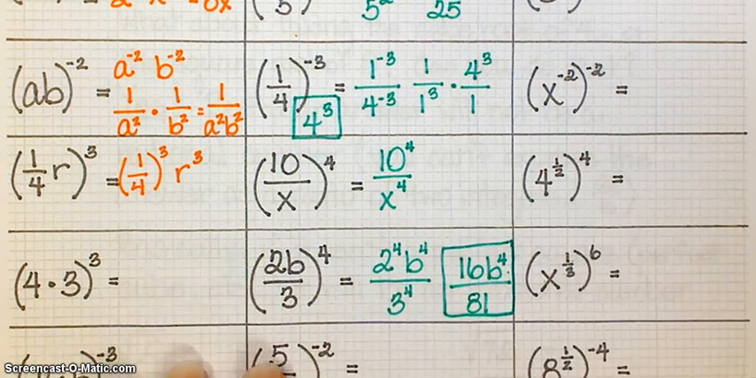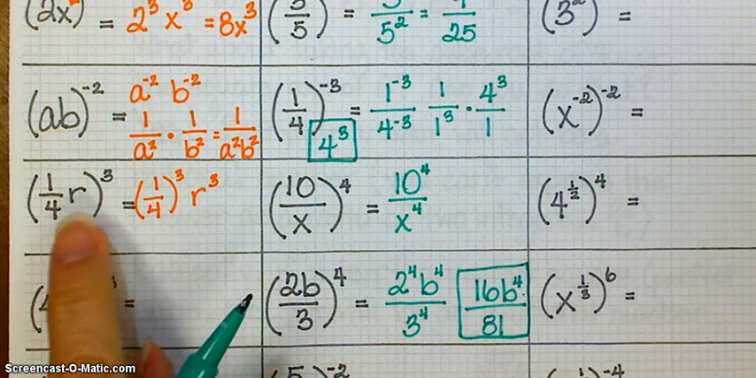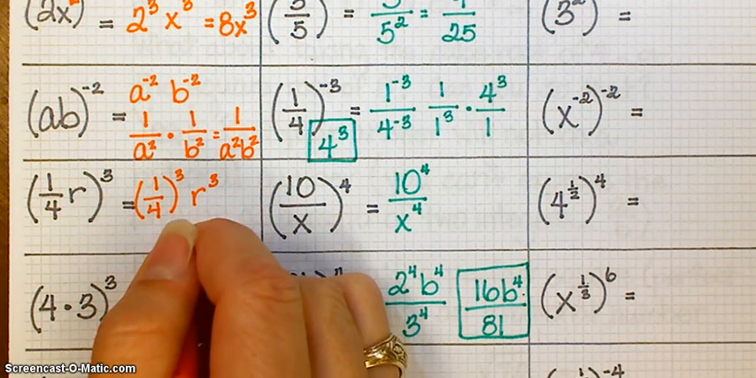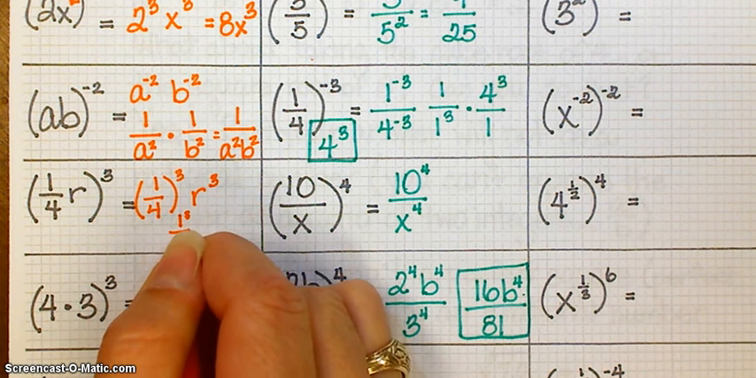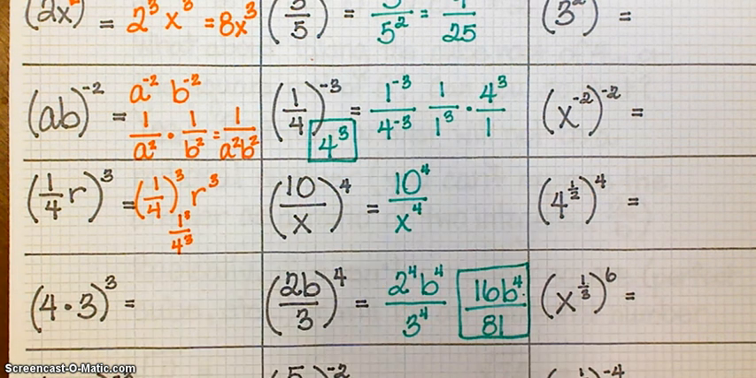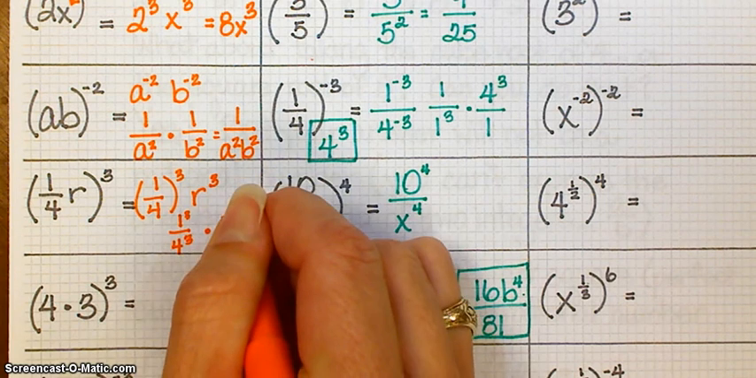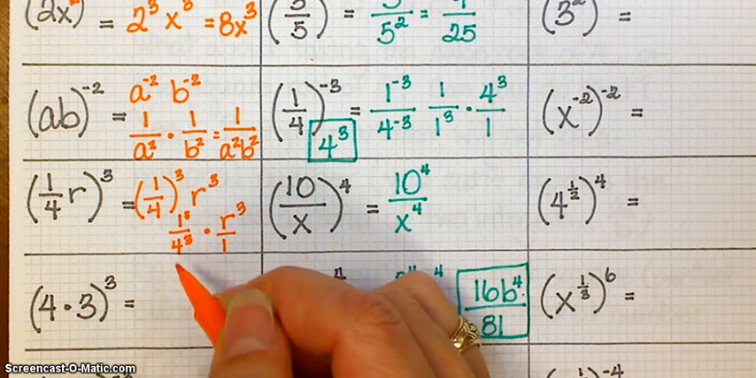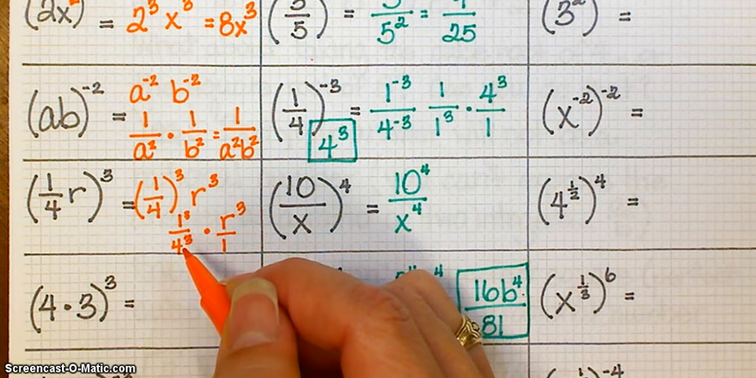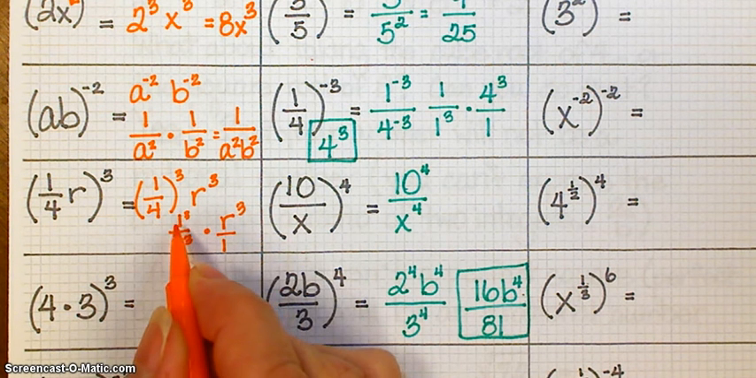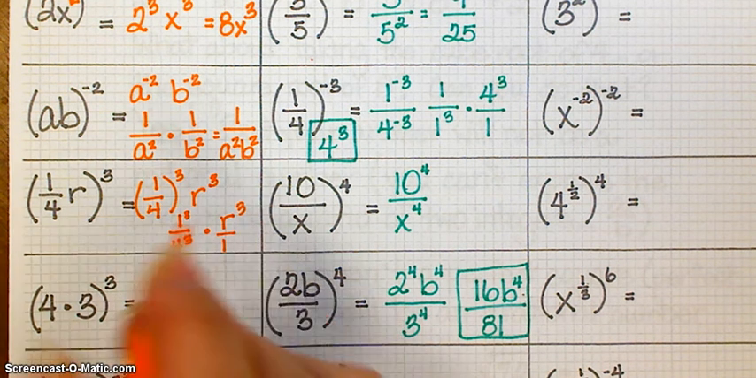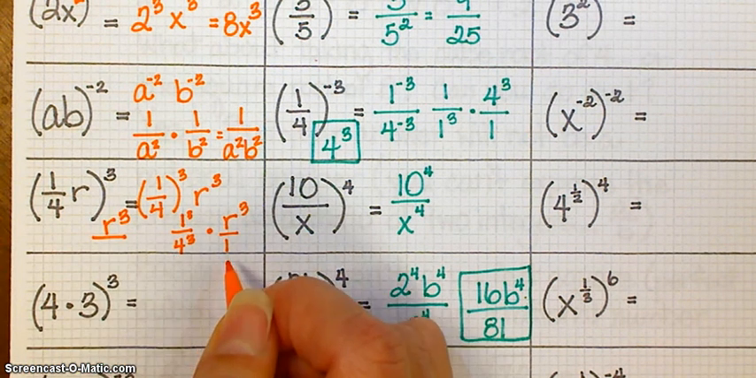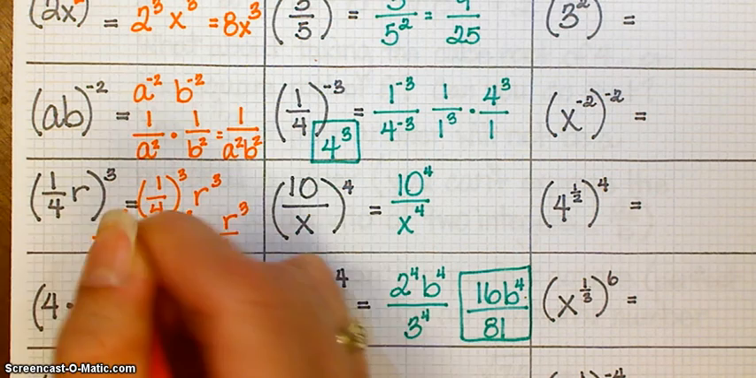Okay, all right, let's go back. Since we've seen a few examples, let's go back and tackle this one. Okay, so the 3 applies to both, the 1, so that's 1 to the third, and on the bottom, 4 to the third. And remember, all of that is times r to the third, and we'll just put a placeholder 1. Okay, well, 1 to the third is just 1. 4 to the third, 4 times 4 times 4, that's 64. So 1 times 1 times 1 times r to the third on top is r to the third. 4 times 4 times 4 times 1 on the bottom is 64.